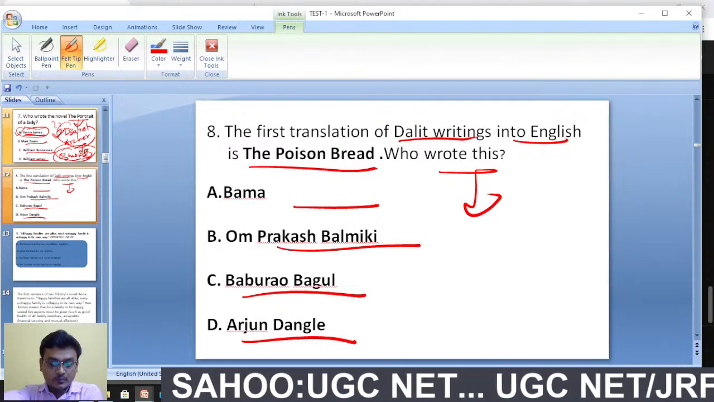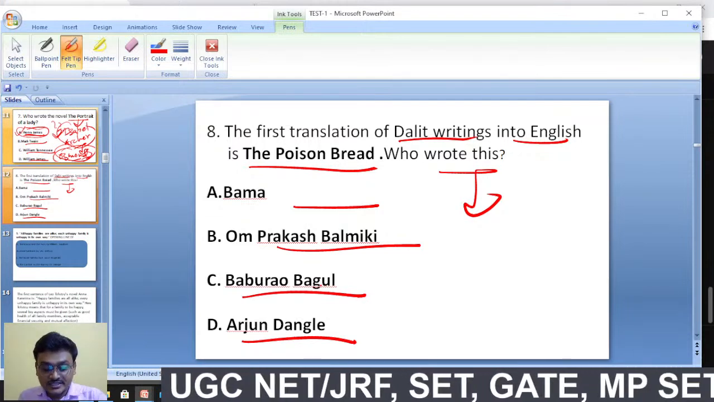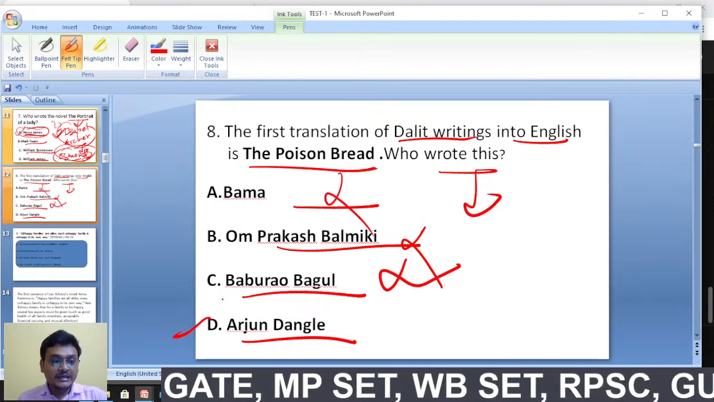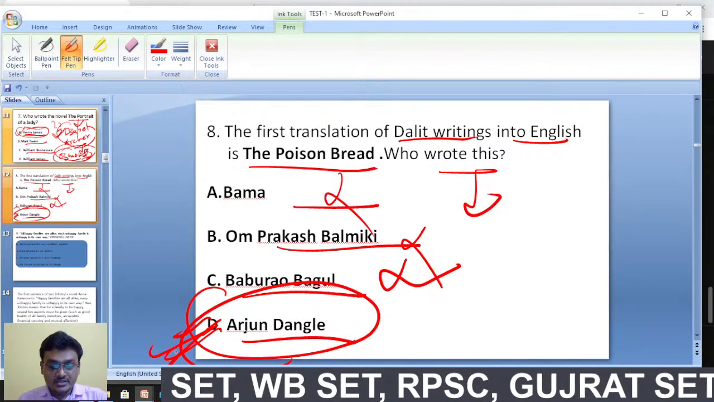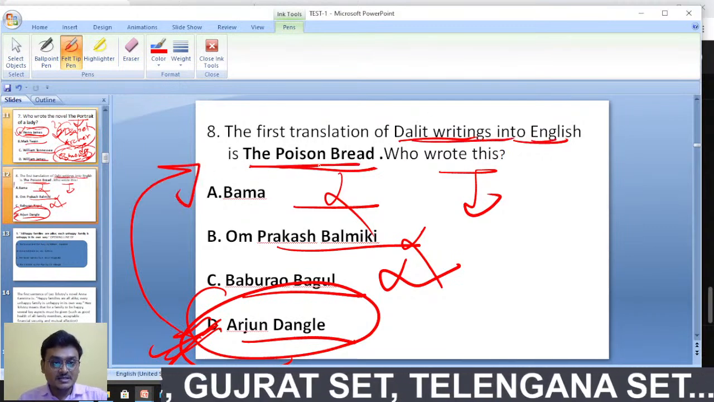The first translation of Dalit writings into English is The Poison Bread. Who wrote this? It is not Om Prakash Valmiki. It is not Bama. It is not Baburao Bagul. Here, Arjun Dangle.